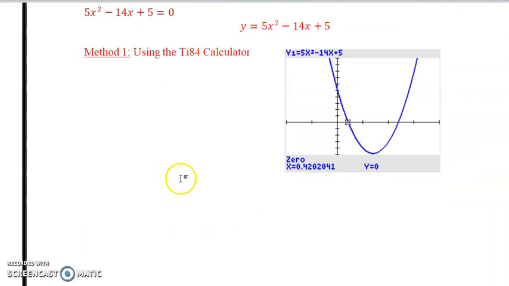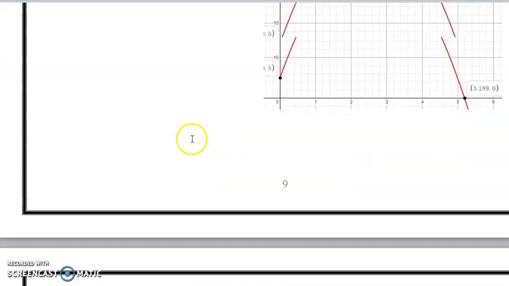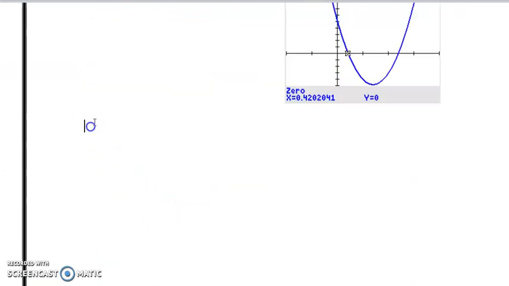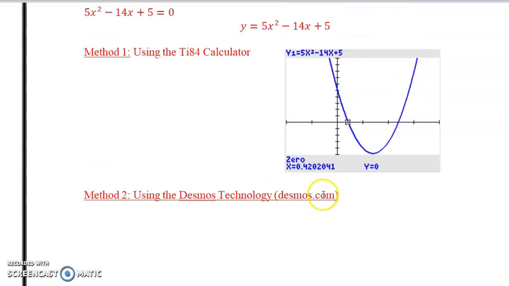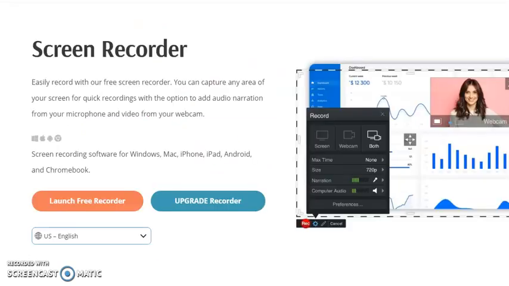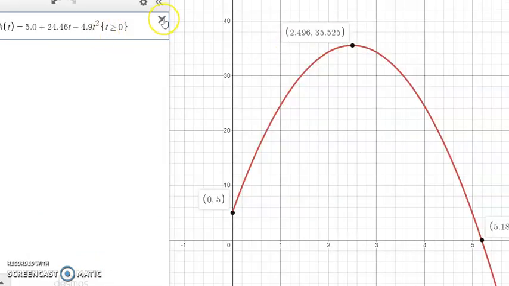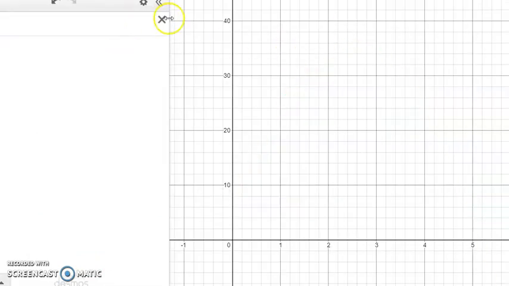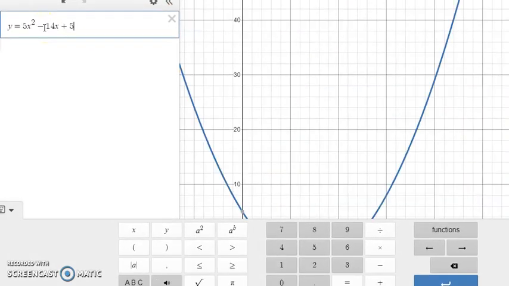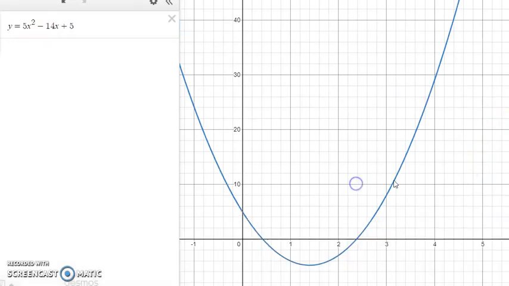And then the next thing we're going to do is in method 2, we're going to use my favorite, using Desmos technology, desmos.com. Right? It's just such a smooth way to do this. So we're going to graph this equation right here, Desmos. I'll take a copy, but you can take it over for me. Open up my Desmos program. Still my equation from last. So I just hit the X button. And there it is. There's my graph.